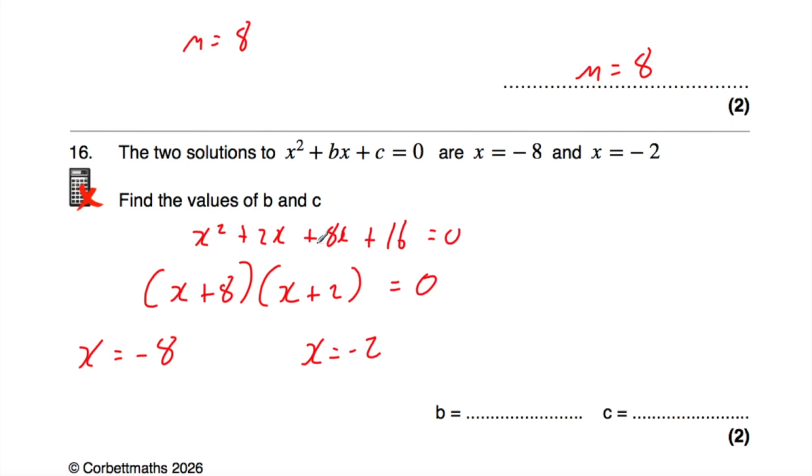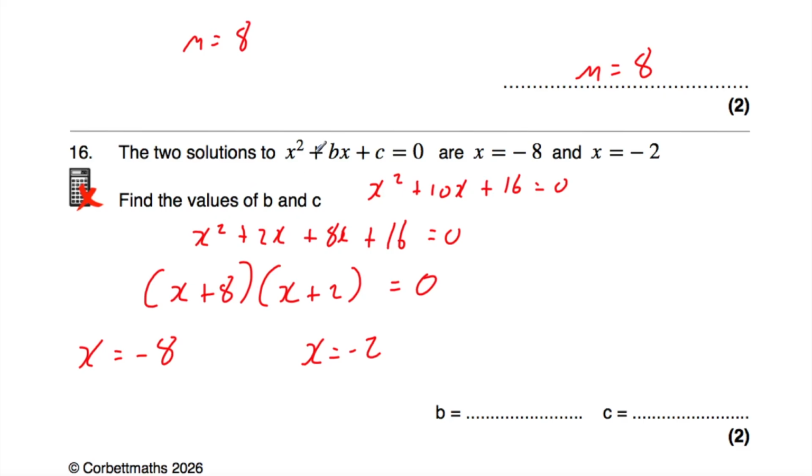And that equals 0. Now we're just going to simplify this left-hand side. I'm going back upwards here as I'm solving this question. So I'm going to have x squared, 2x plus 8x is 10x, so plus 10x, and then plus 16. And then that equals 0. And that's it. So that's what the quadratic would be on the left-hand side.